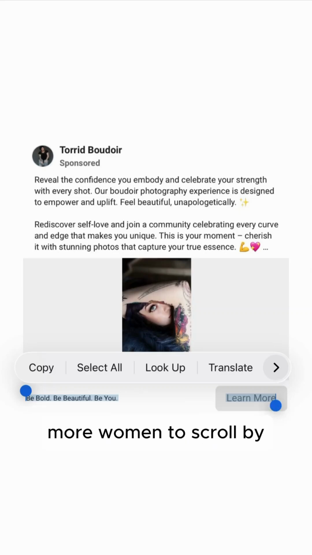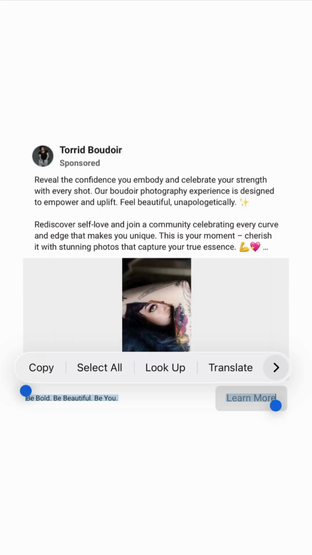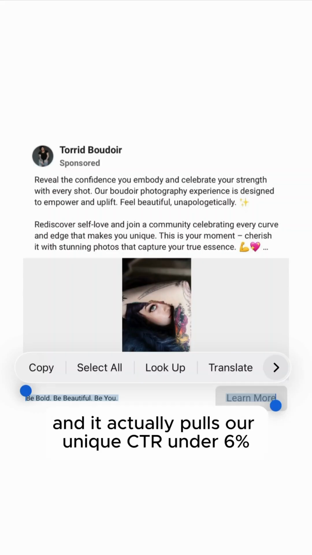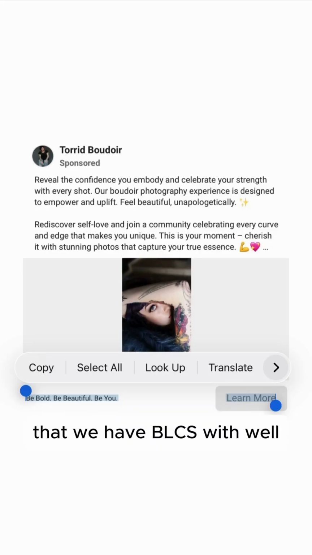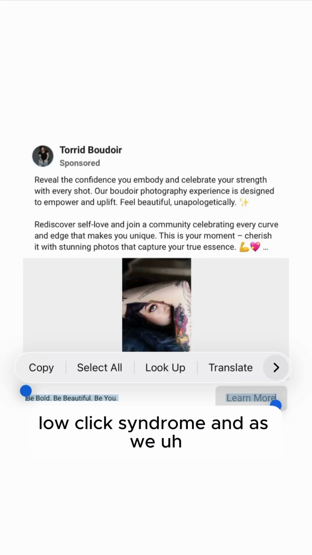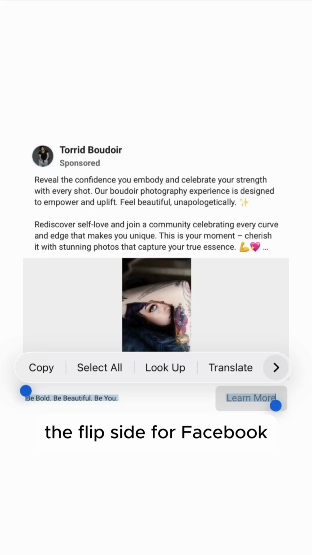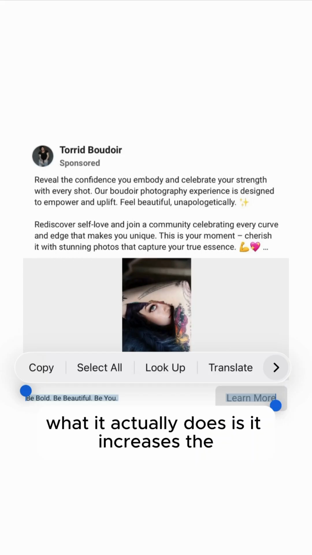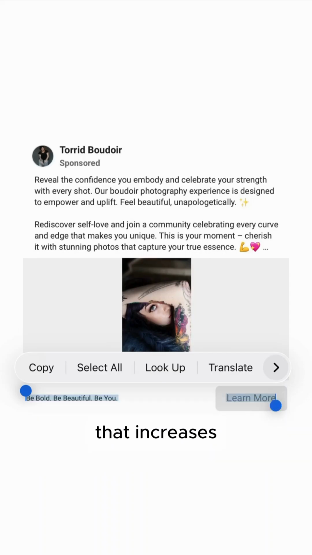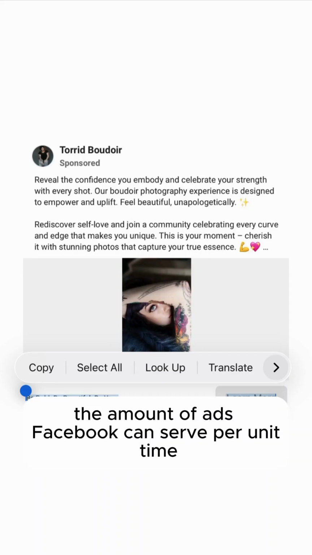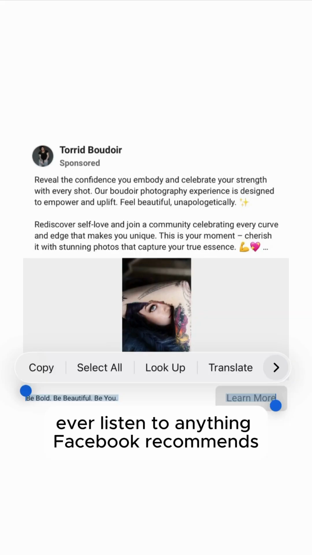It causes way more women to scroll by our Boudoir Facebook ads than normal, and it actually pulls our unique CTRL under 6% and increases the probability that we have BLCS Boudoir low click syndrome. And on the back end, the flip side for Facebook, what it actually does is it increases the more women scrolling by our ads per unit time. That increases the amount of ads Facebook can serve per unit time, making Facebook more money per unit time. That's why you never ever listen to anything Facebook recommends.